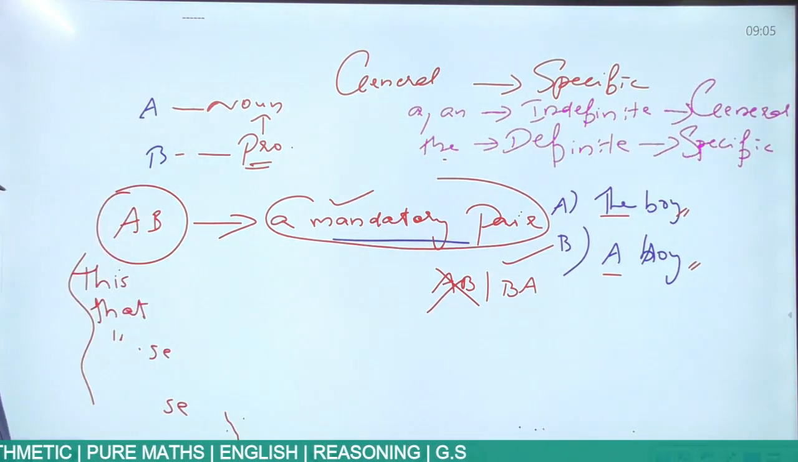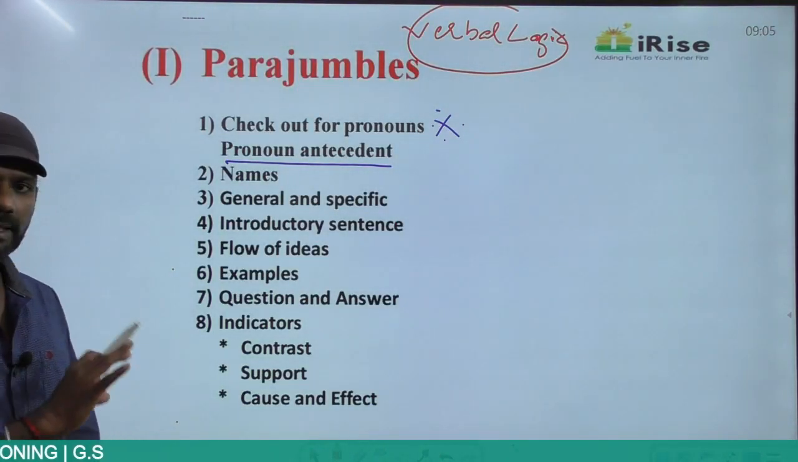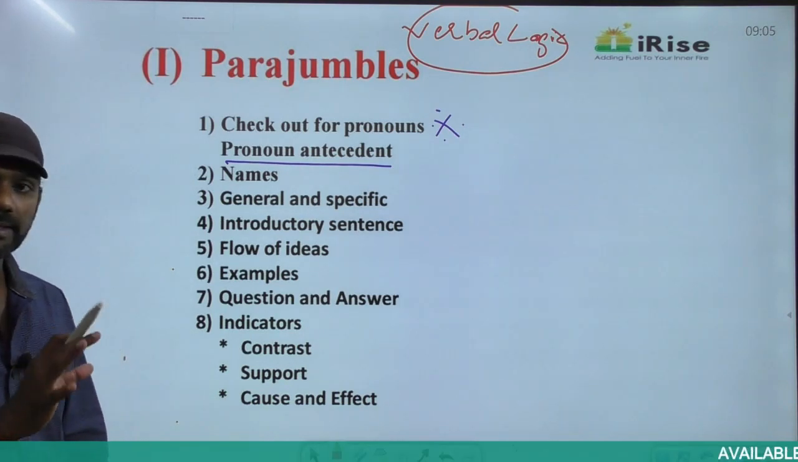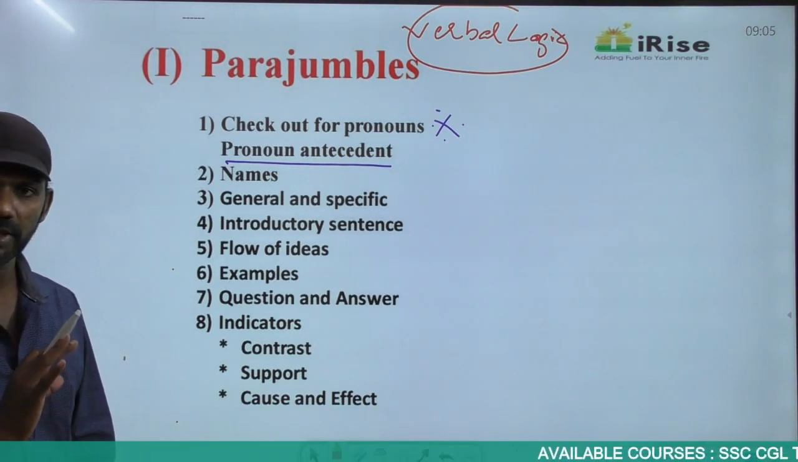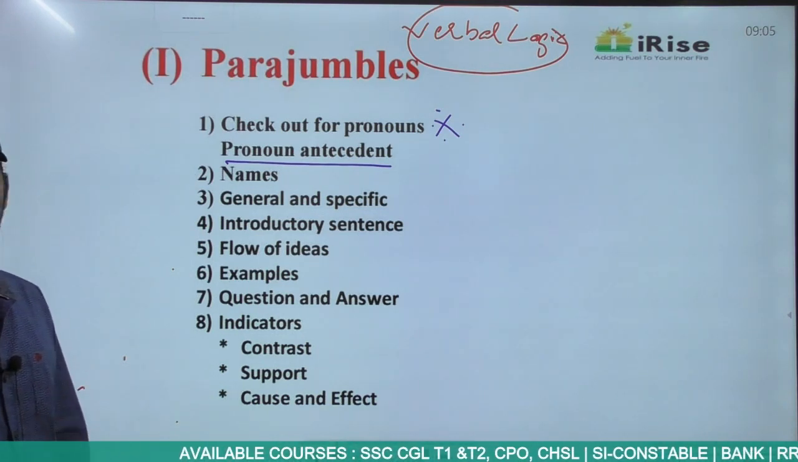Clear? So this is the concept of examples. An example cannot start a paragraph, and the sentence getting support by the example and the sentence that is the example together can be called a mandatory pair. Come to the next concept, question and answer.